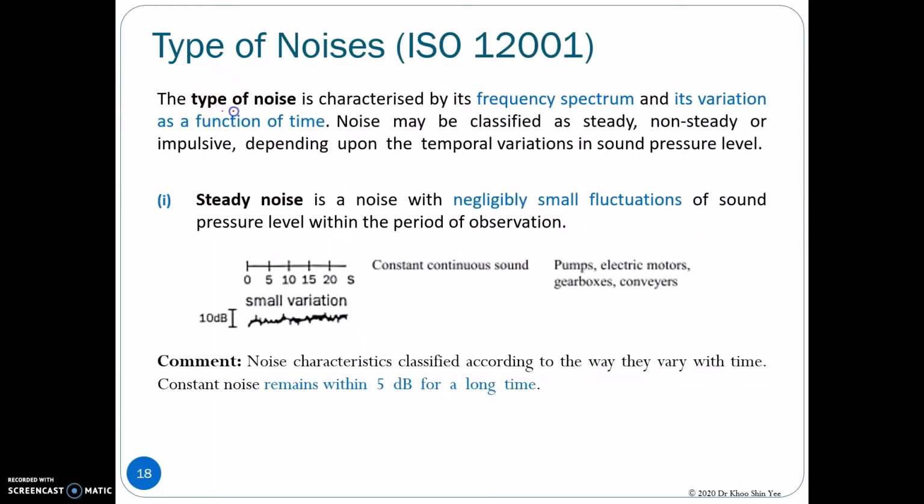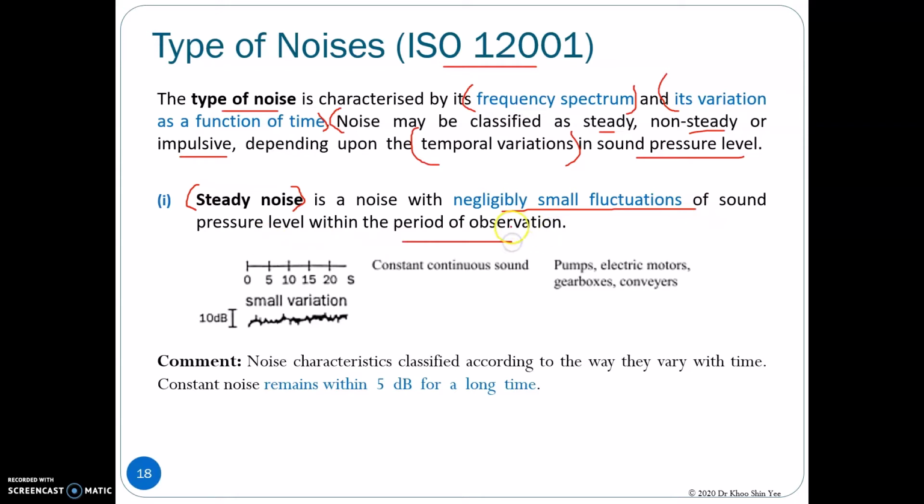So we see the type of noise is characterized by its frequency spectrum and its variation as a function of time. Based on this ISO, we can classify the noise into steady, non-steady, and impulsive, depending on the temporal variation in sound pressure level. First of all, steady noise is a noise with negligible small fluctuation of sound pressure level within the period of observation.